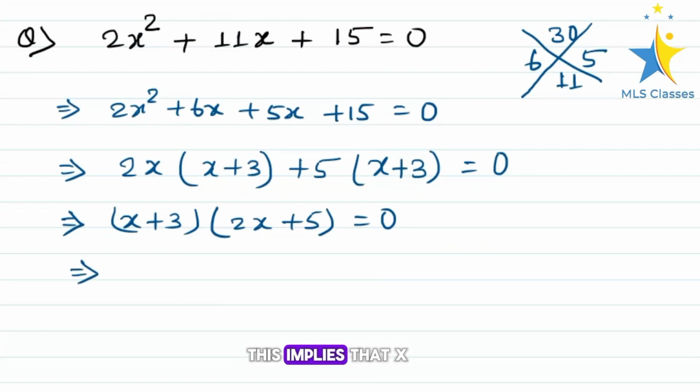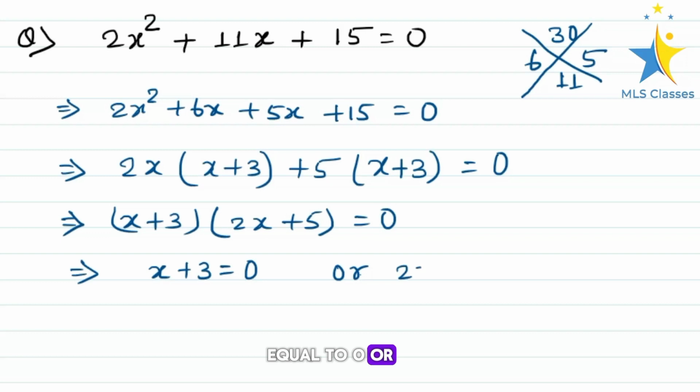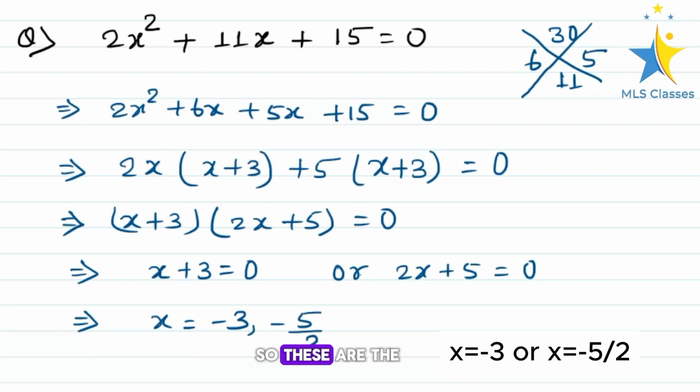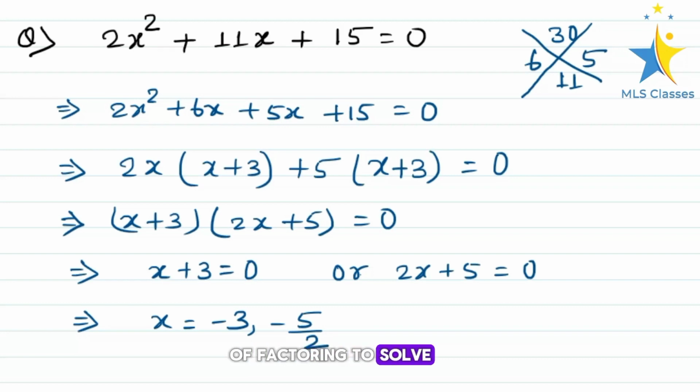This implies that either x plus 3 equals 0 or 2x plus 5 equals 0. So from here we will be getting two solutions: x equals negative 3, and here we will be getting negative 5 over 2. So these are the two solutions. This is how we can use the method of factoring to solve quadratic equations.